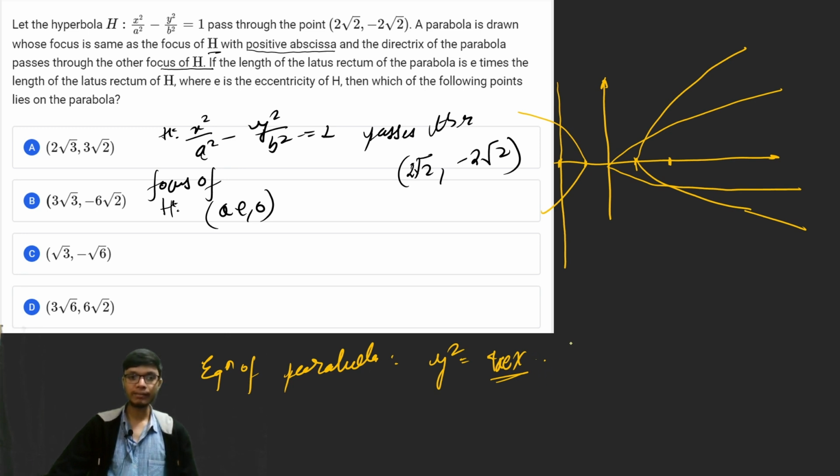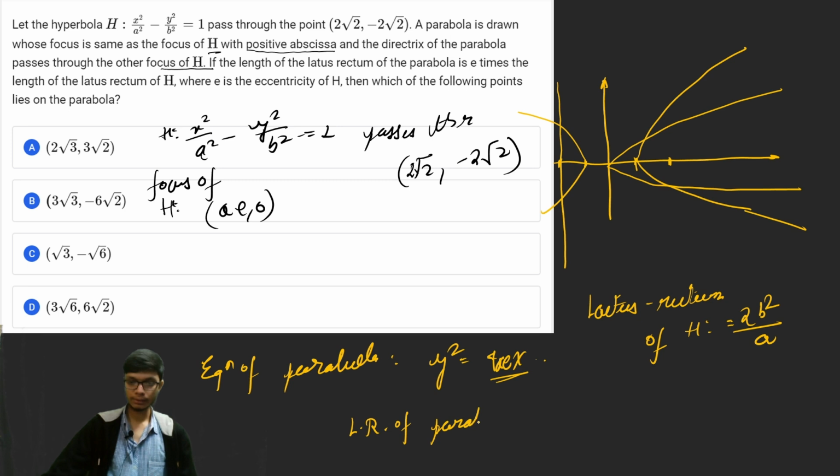Now it is saying that the length of the latus rectum of the parabola is e times the length of the latus rectum of H. So what is the latus rectum of the hyperbola? That is again the same as the ellipse result, 2b square by a. The latus rectum of the parabola is basically 4 times ae. Now it is saying that this is equal to e times the latus rectum of the hyperbola, and that is this particular result.